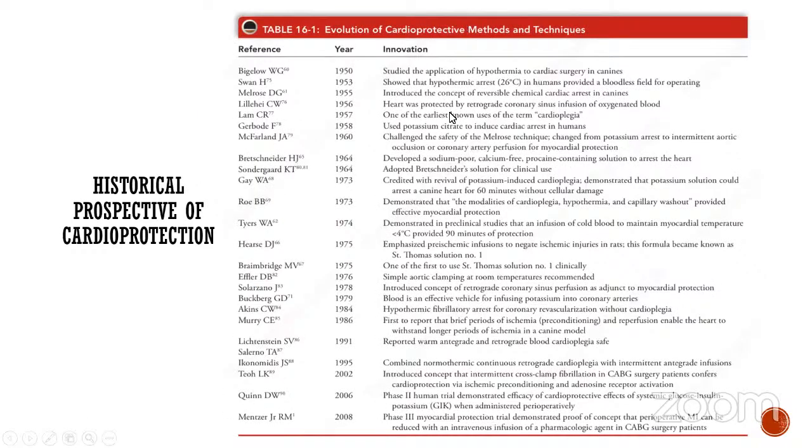So this table is just showing the historical perspective of myocardial protection. Research started in the 1950s. The Melrose technique was perhaps the first. Melrose introduced the concept of reversible cardiac arrest, and then Bretschneider in 1964, Hearse emphasized that we need to create a chemical and mechanical arrest of the heart, as well as we have to negate the effects of ischemic injuries. And he popularized this formula, St. Thomas solution number 1. I don't need to spend too much time on this.